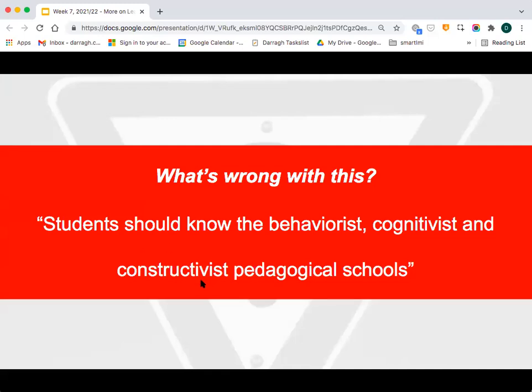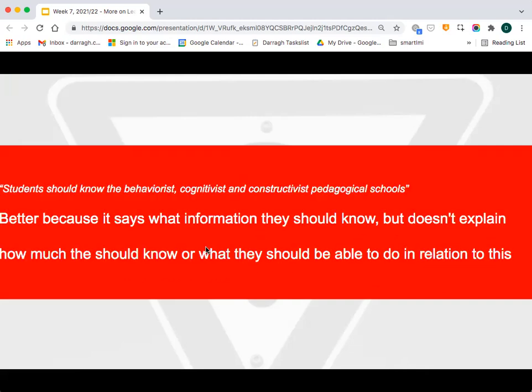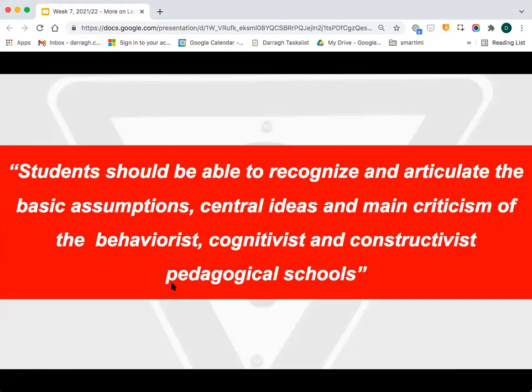So if we're going to improve that, we might say students should know the behaviorist, cognitivist, and constructivist pedagogical schools, which is better because it says the information they should know, but it doesn't really explain how much they should know or what they should be able to do in relation to that. So an improvement to that then is students should be able to recognize and articulate the basic assumptions, central ideas, and main criticism of the behaviorist, cognitivist, and constructivist pedagogical schools. So obviously that is a much clearer, more effective, more appropriate learning outcome.